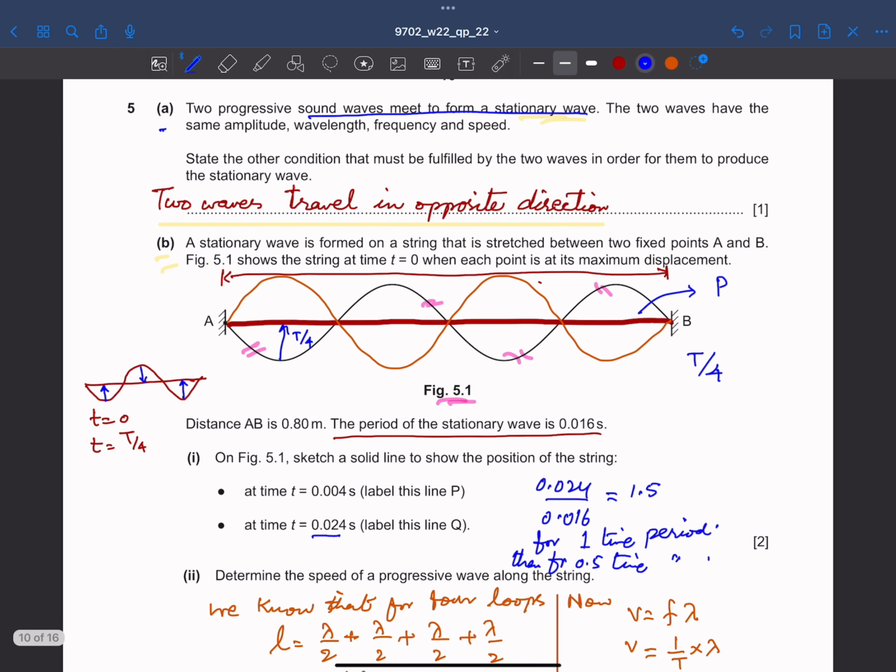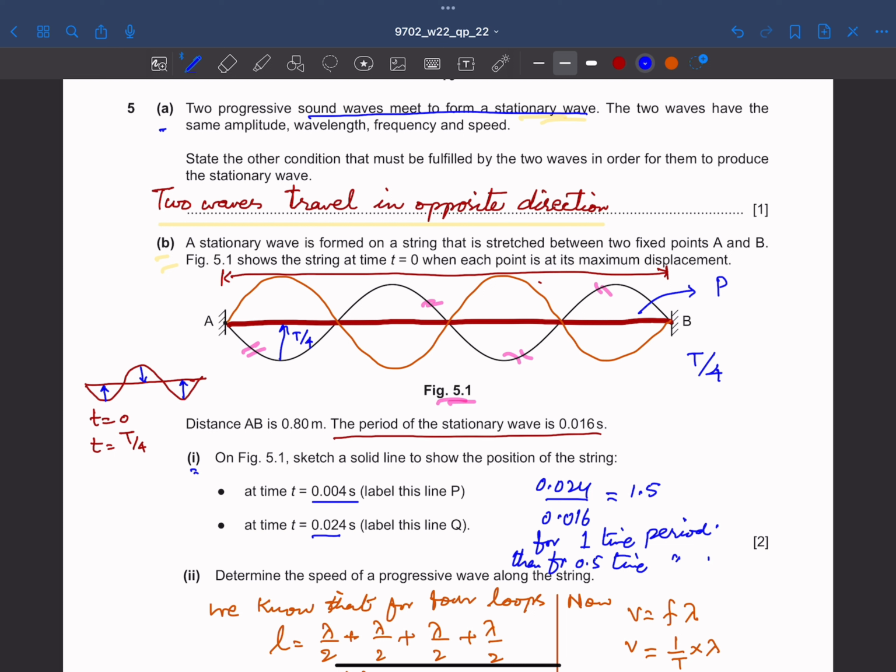Distance AB is 0.80. The period of the stationary wave is 0.016 second. So what we have to do in part 1 on figure 5.1 is sketch a solid line to show the position of the string at time equal to 0.004 second.